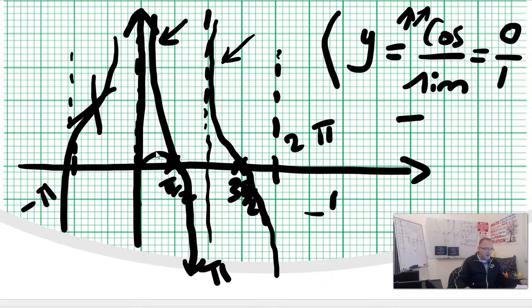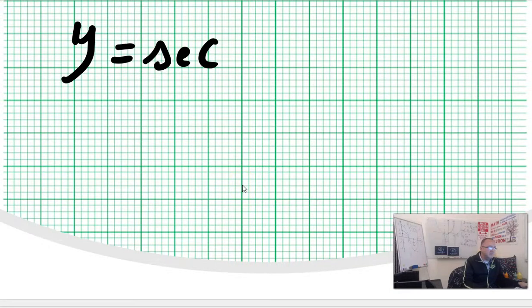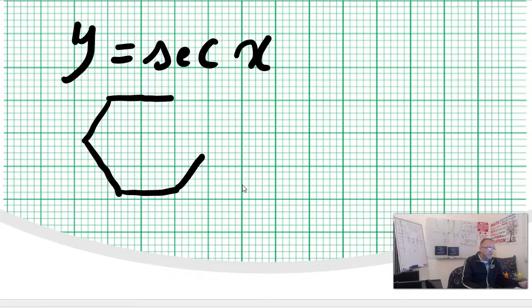Okay, now we still have time. We're going to actually do the secant. Let's start with the secant. Y equals secant. I had a few requests to do the secant and the cosecant. And again, they're not really difficult if we just follow what I've been doing. How do I know first what the secant is, if I forgot?